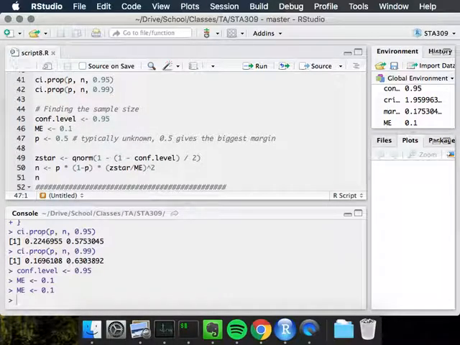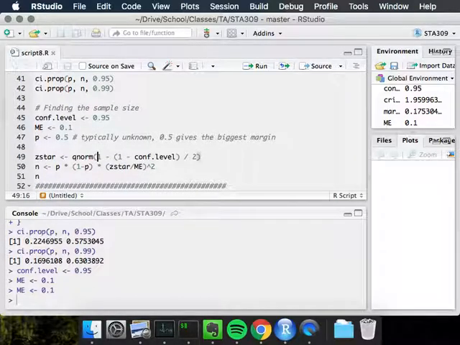Well, you can actually find this using this equation. It's very simple. If you just look at the equation, you can basically turn it around, where we have the margin equal to something divided by the square root of n.